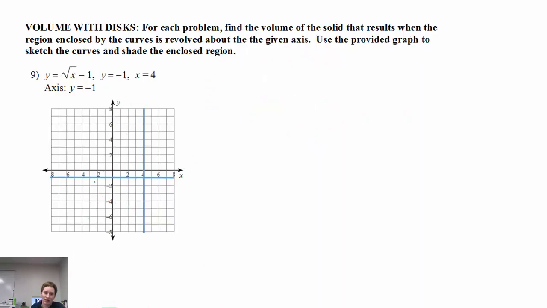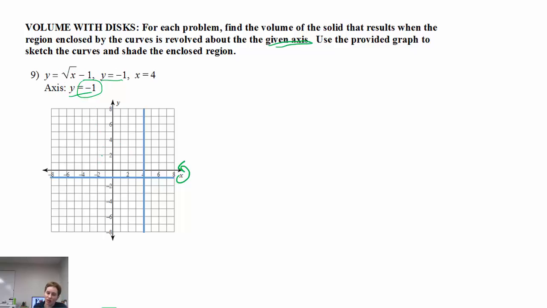All right, 9. Now we are not rotating around the x-axis, we're rotating around a given axis. So in this case, we are rotating around y equals -1. And so that is also one of our boundaries, is y equals -1, as well as x equals 4. What we're going to end up doing is this -1 is going to add 1 to our function when we integrate.